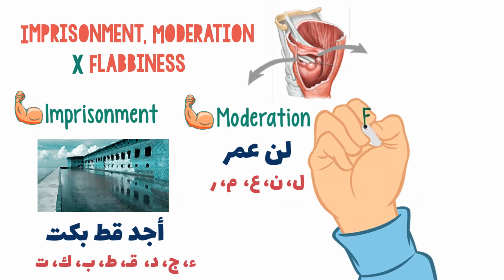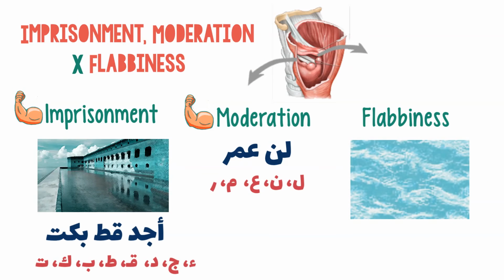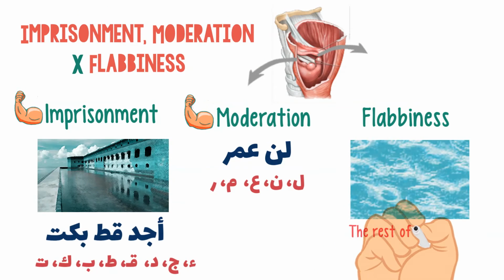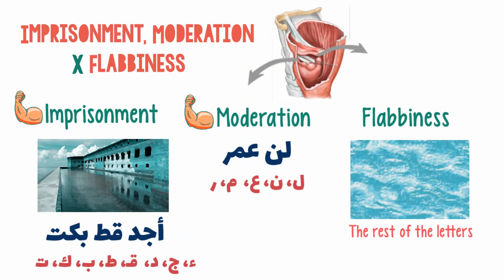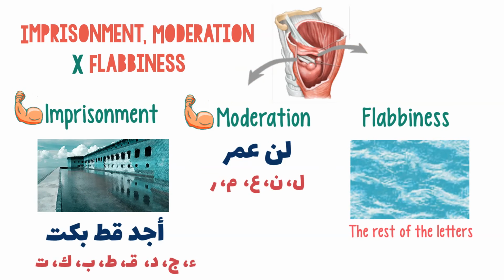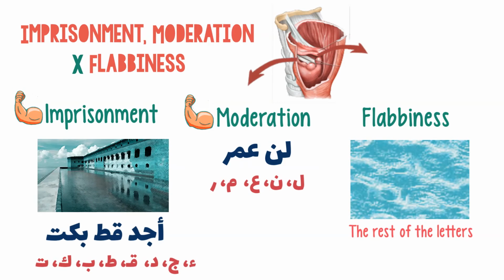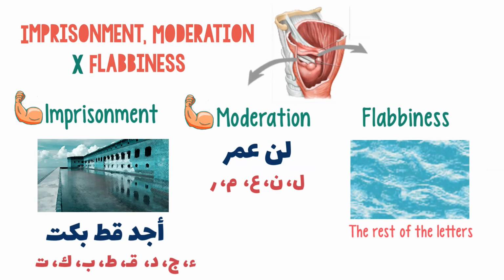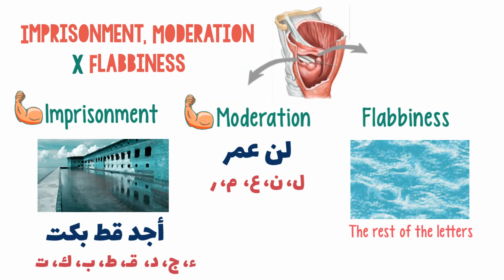The third characteristic which describes the horizontal moves is the flappiness or الرخاوة. Its letters are the rest of the Arabic letters. Like when I do say, for example, أزكى, the Z sound. Also, when I do say أصلب, the صاد sound, and so on.